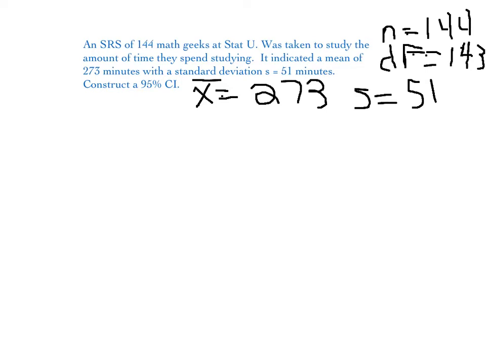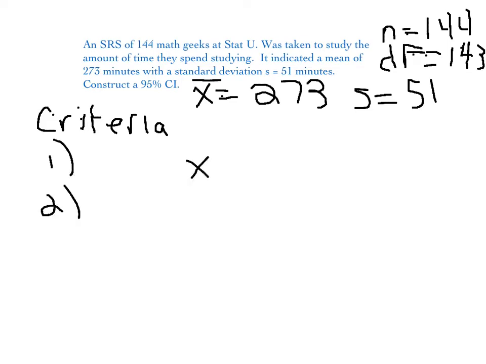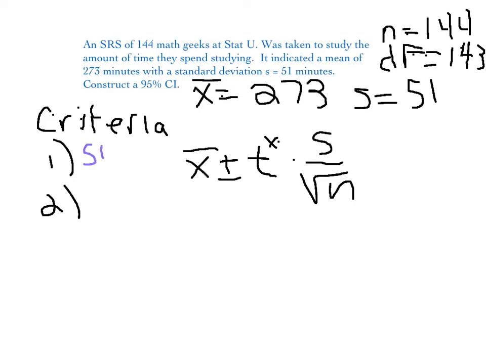Well, we have some criteria to check for a confidence interval. Two things that we're going to check, and then we're going to go ahead and build the confidence interval, which is x bar plus or minus t star times s divided by the square root of n. First, we have to make sure that we have a simple random sample. Do we have a simple random sample? Sure we do. So we would say simple random sample is stated.